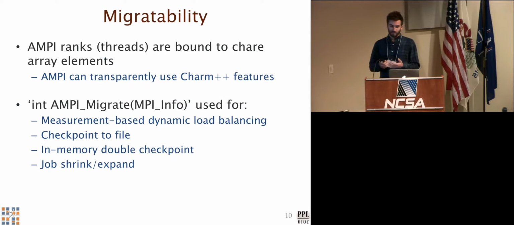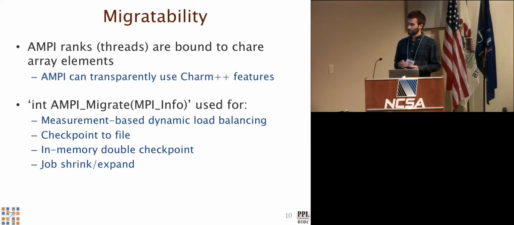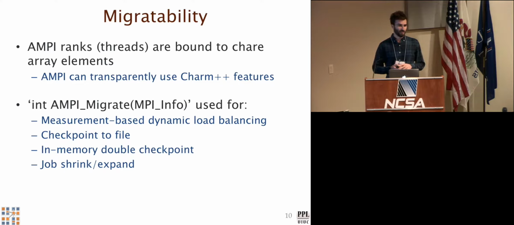Like I said before, since AMPI ranks are implemented as chare array objects, AMPI can do dynamic load balancing the same way that Charm++ programs do. This includes measurement-based dynamic load balancing. You can use all the same strategies that are available in Charm++ on AMPI programs. We also support checkpointing to file or in memory for online fault recovery. There's basically just one extension method that we provide, AMPI_Migrate, and then you can pass it flags for different things, whether you want to do checkpointing or load balancing.